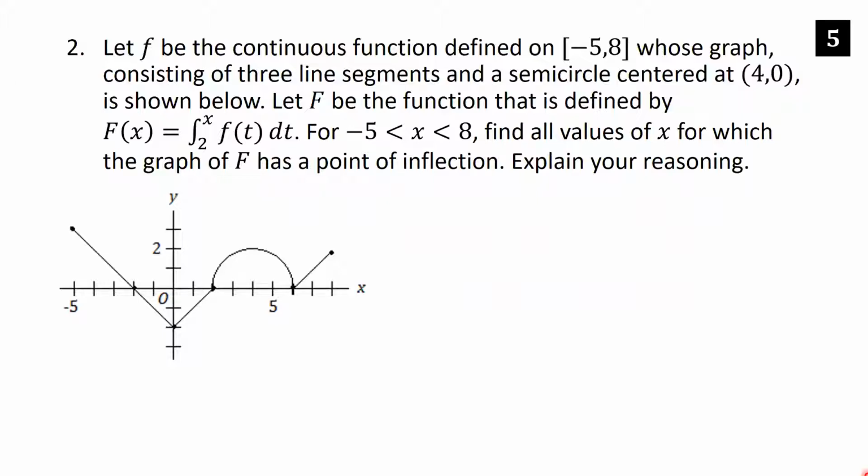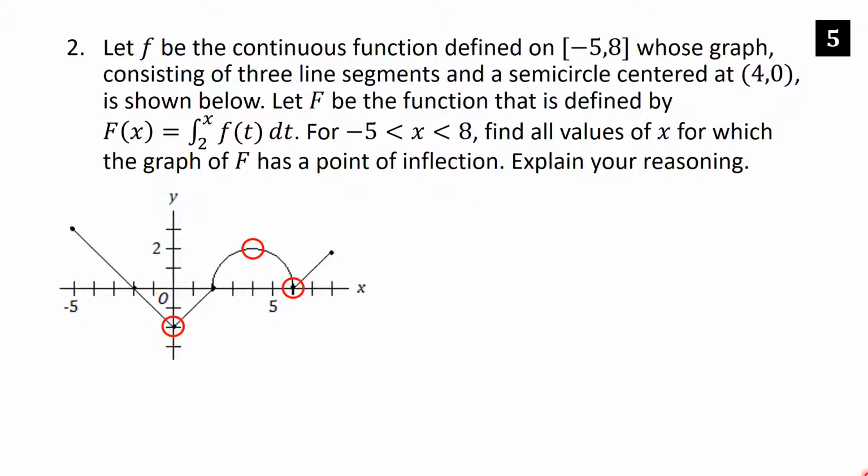Let little f be the continuous function defined on the closed interval -5, 8, whose graph consisting of 3 line segments and a semicircle centered at 4, 0 is shown below. Let capital F be the function that is defined by capital F of x is equal to the integral from 2 to x of little f of t dt. For x between -5 and 8, find all values of x for which the graph of capital F has a point of inflection. Explain your reasoning.